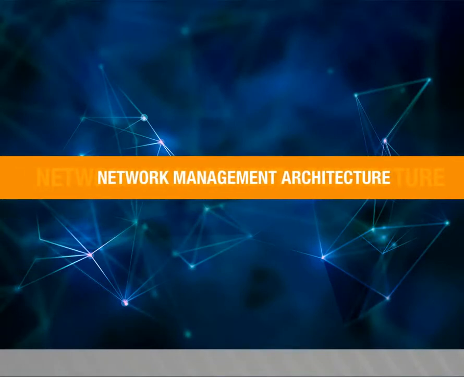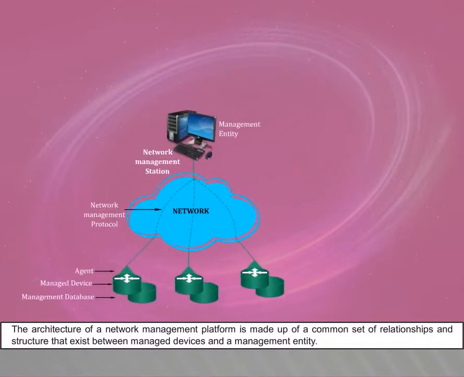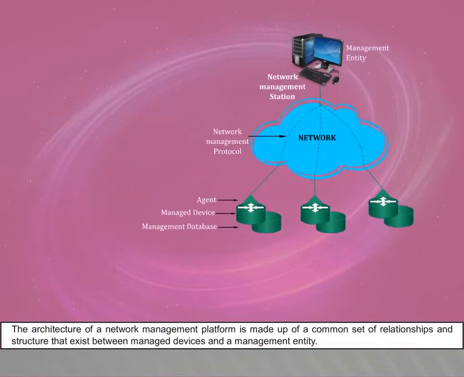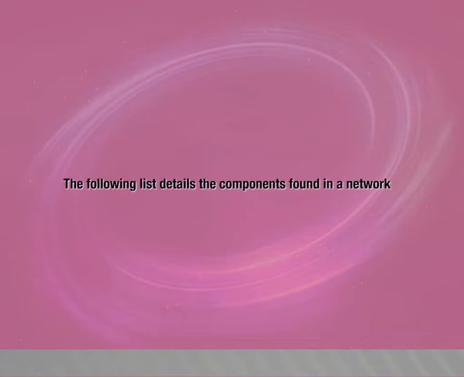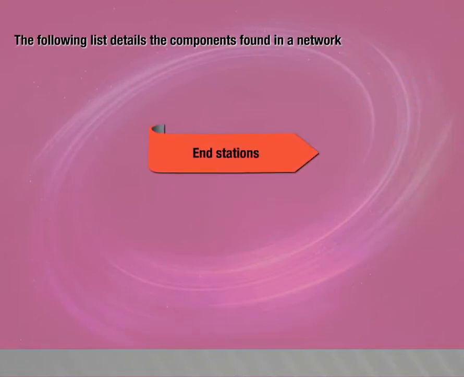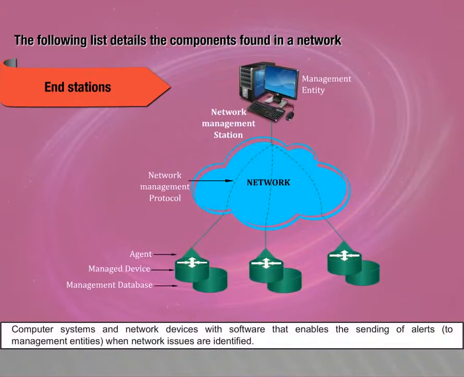Network management architecture. In this video, we are going to see about network management architecture. The architecture of a network management platform is made up of a common set of relationships and structure that exist between managed devices and a management entity. The following list details the components found in a network: end stations, which are computer systems and network devices with software that enables the sending of alerts to management entities when network issues are identified.